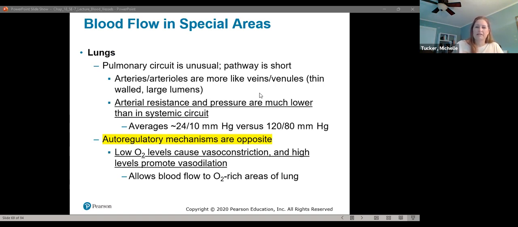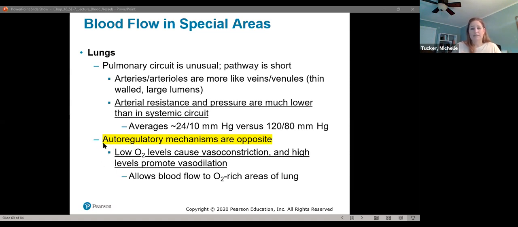So I'm not going to say too much about the lungs right now, but the pulmonary circuit is short and it's low pressure. Okay, so 24/10 versus 120/80. And so the autoregulatory mechanisms are opposite. When oxygen levels are low, normally if that happened at the skeletal muscle, we'd have vasodilation to flood that area with oxygenated blood. But just like everything in the lungs, which is backwards, you've got deoxygenated pulmonary arteries and oxygenated pulmonary veins.